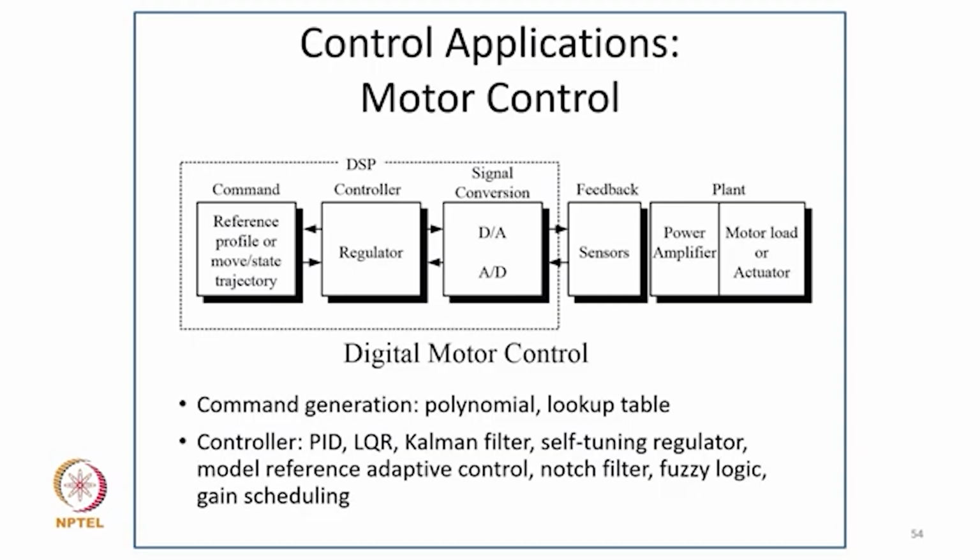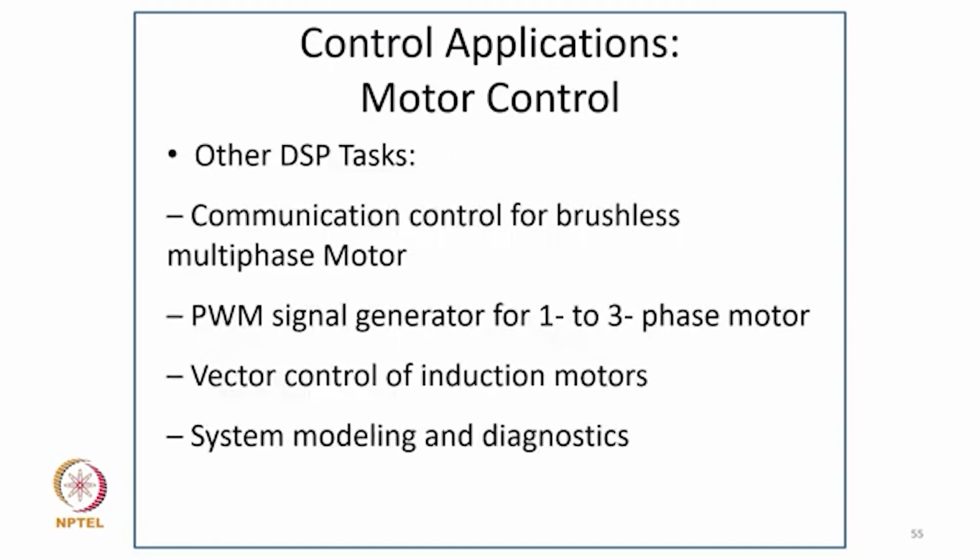So a typical example of a control application is motor control. We start from the command as a reference profile or move state, then go to the controller as a regulator, then the signal conversion, D to A and A to D, and then feedback from the sensors, power amplifier, and then motor load or actuator. So this is an example of digital motor control. So we have command generation as a polynomial or lookup table, and control like PID, LQR, Kalman filter, self-tuning regulator, model reference adaptive control, notch filter, fuzzy logic, and gain scheduling.